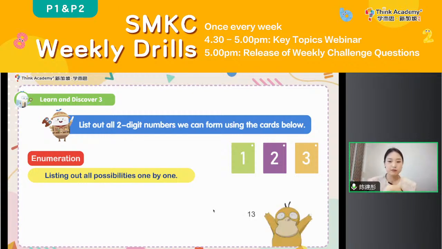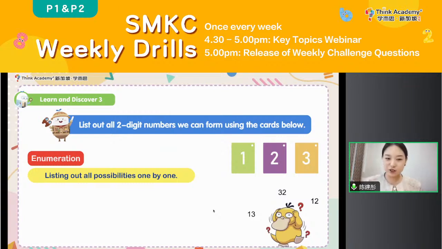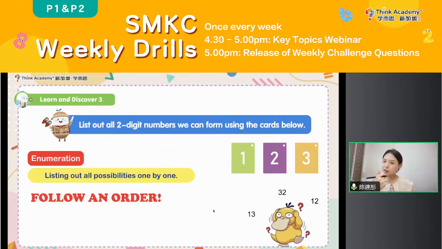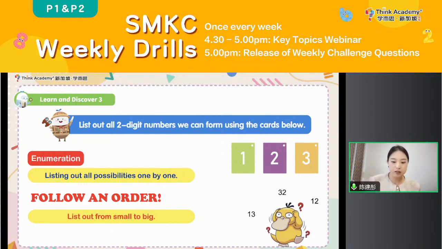So I think probably we can list 13, 32, 12, 21, 31, like this. Definitely no, everyone. It is so messy, right? Probably it's easy to miss any one of them, right? So we need to follow an order. So probably we can just list from the small to the big one, right? So we can set a big boss, a king first. So we can try the 1 as the king.